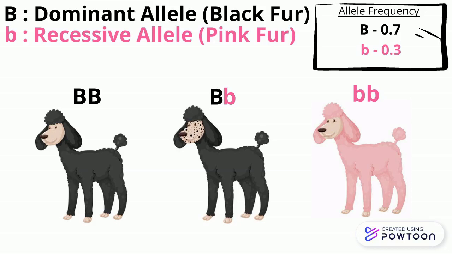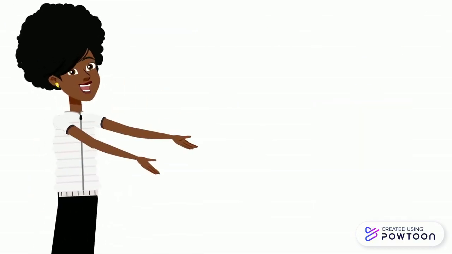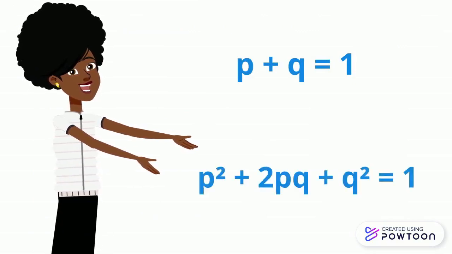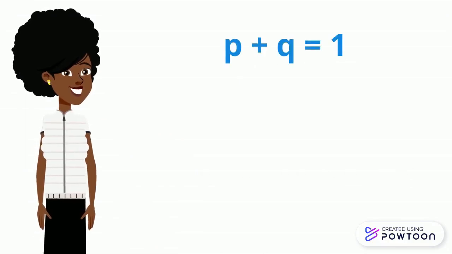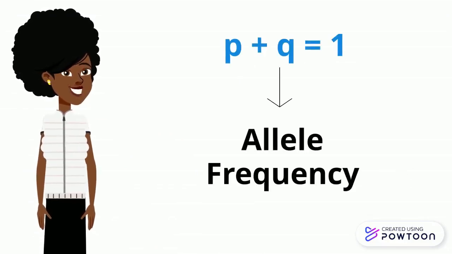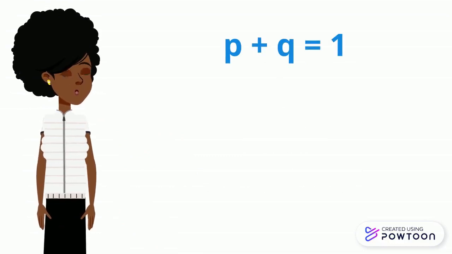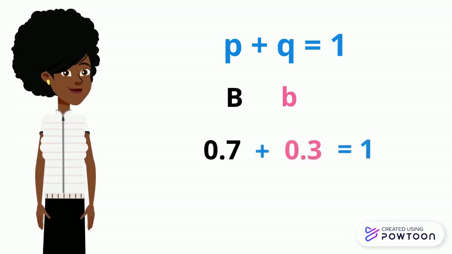First, let's note that there are two equations: p plus q equals 1, and p squared plus 2pq plus q squared equals 1. The first equation is for allele frequencies, which we know and is easy to calculate. P stands for the dominant allele B, and Q stands for the recessive allele, little b. 0.7 plus 0.3 is equal to 1.